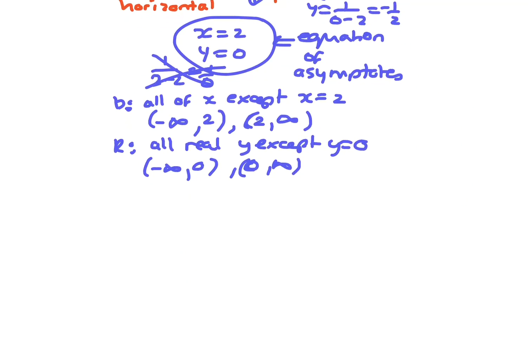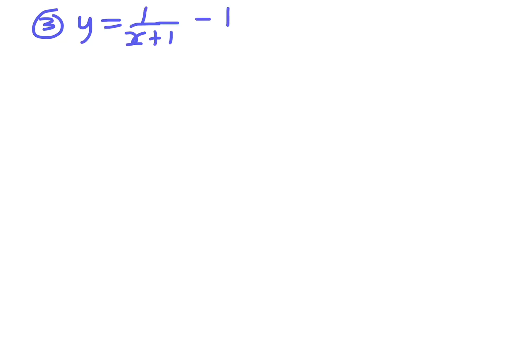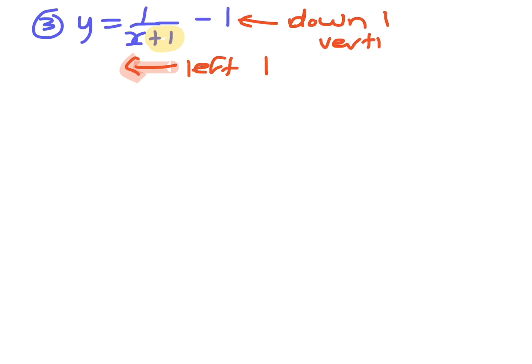Okay, and let's just look at the third one. The third one was y equals 1 on x plus 1 minus 1. As far as looking at shifting here, the plus 1 that's inside the function would be a shift to the left by 1. And this one here is a shift down, because that's a vertical shift. So this one's the vertical, and this one's the horizontal.